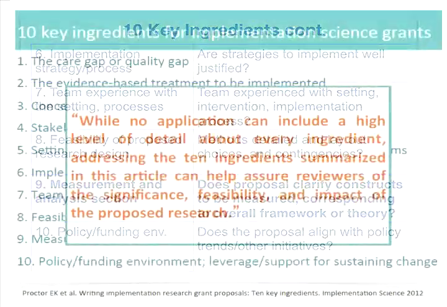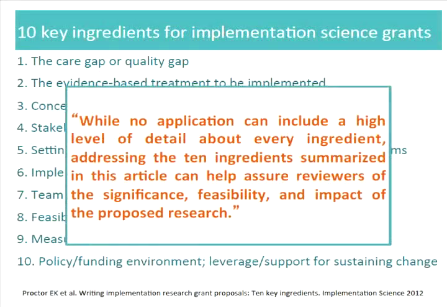And what they say is that while no application can include a high level of detail about every ingredient, a lot of these applications are only 8 to 10 pages. You can't put a page on each of these, right? You have other things to write as well. But addressing them in some fashion can help assure reviewers of the significance, feasibility, and impact of the proposed research.